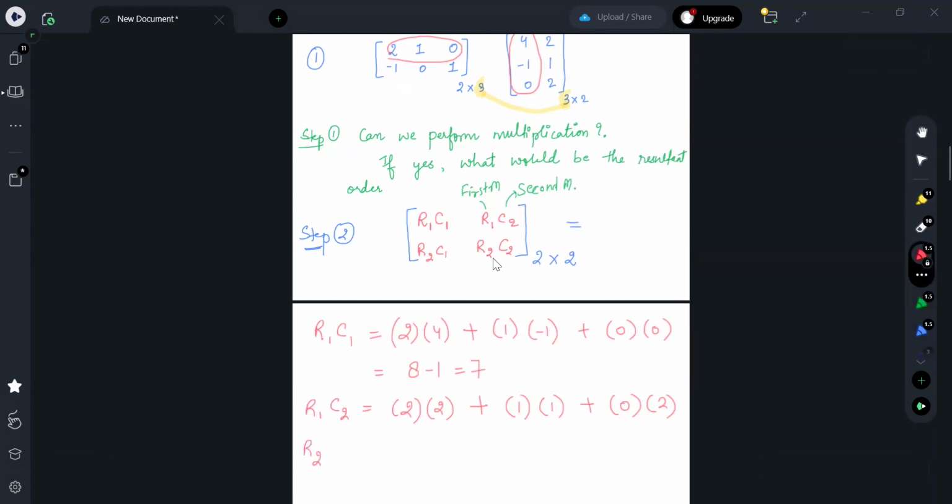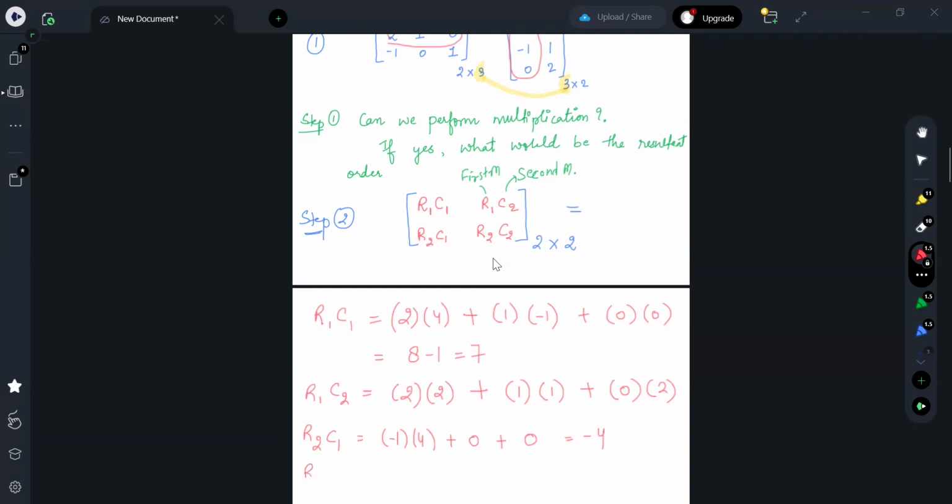Now I do the same process, but I do it for row 2. So row 2 and column 1 would be -1 times 4 plus 0, because 0 times -1 is just 0, plus again I have a 0, I got -4, right? Next, last entry, I have row 2, column 2. I'll have -1 times 2 plus 0, right? And then I'll have 1 times 2. So I got 0 again. So as you can see, I have calculated all the entries, and that's my final answer.